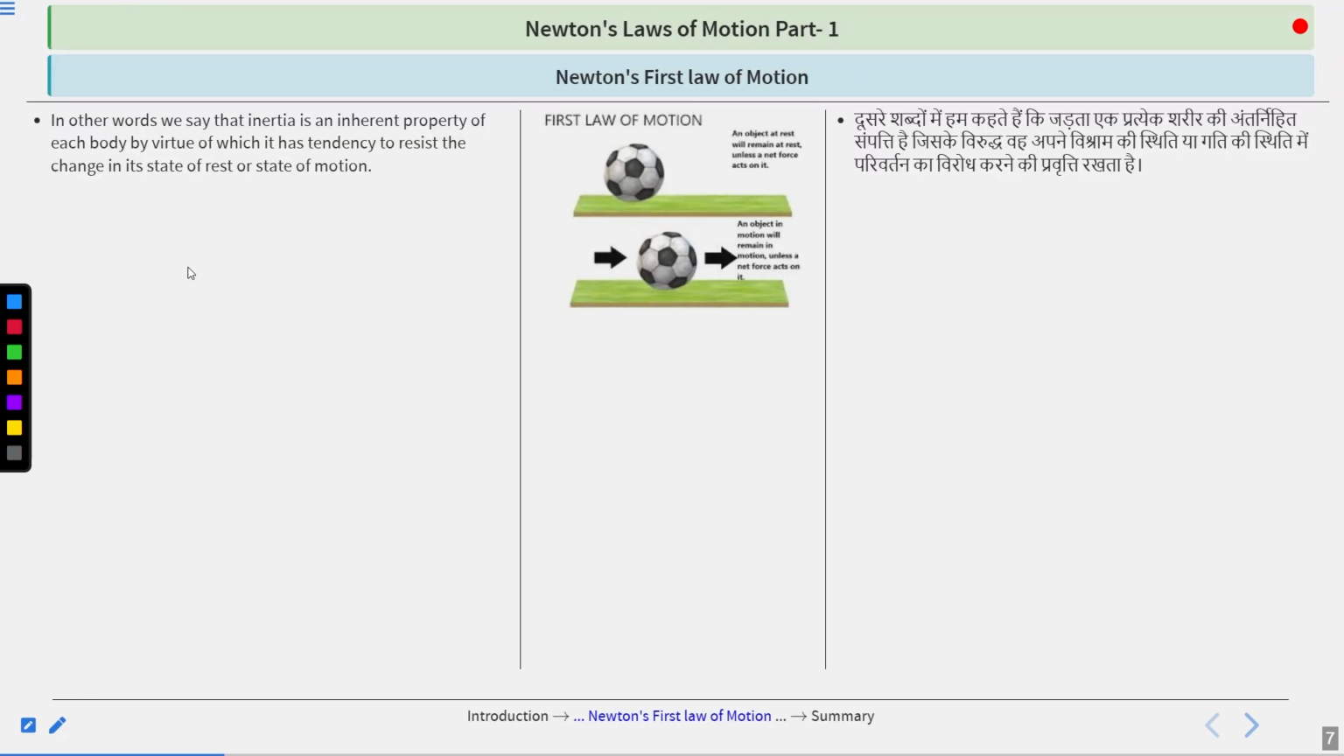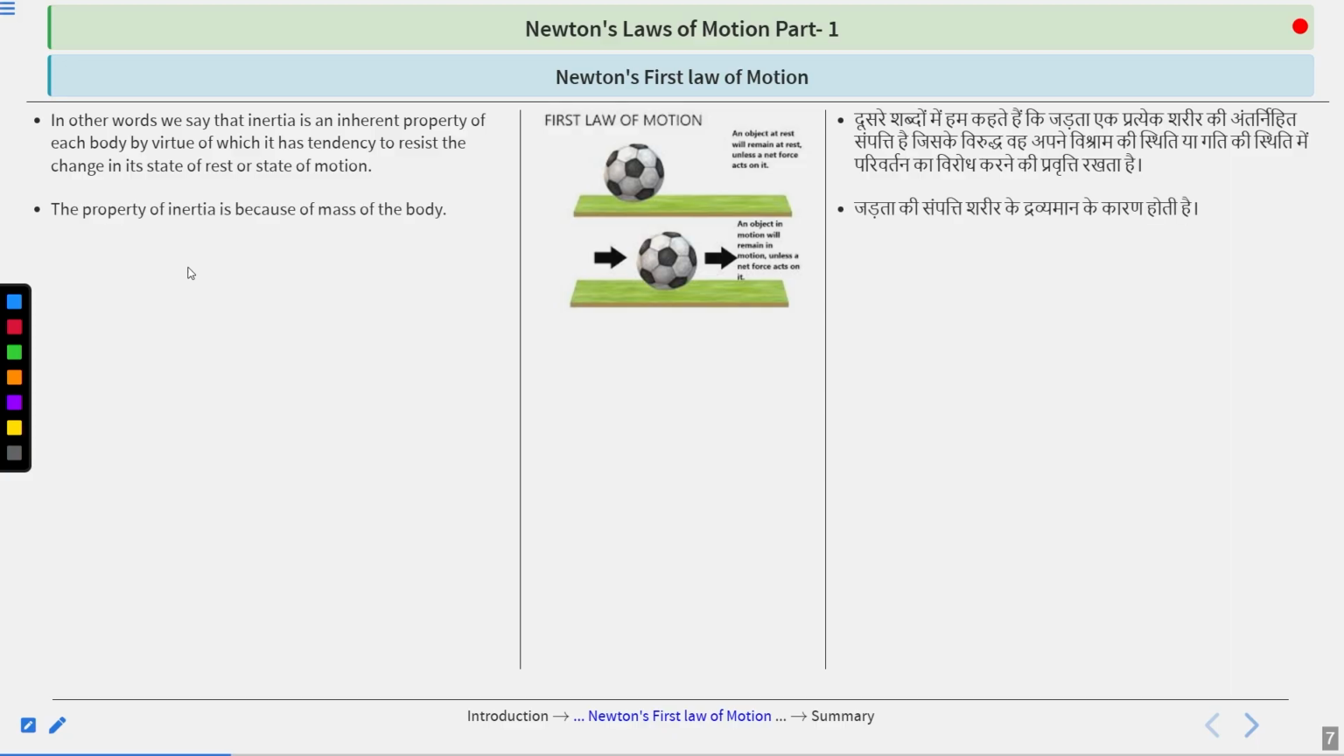In other words, we say that inertia is an inherent property of each body by virtue of it having a tendency to resist the change in its state of rest or state of motion. Every body has some inherent property in itself due to which, if it is at rest, it will remain at rest. If it is in motion, it will remain in motion.